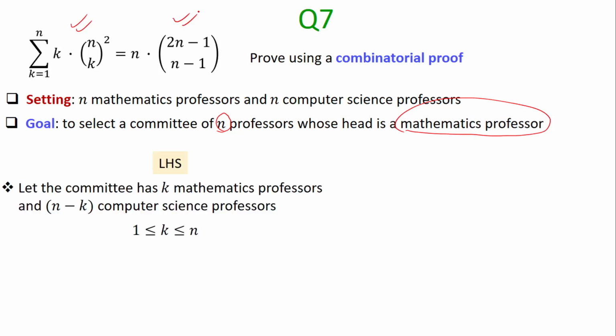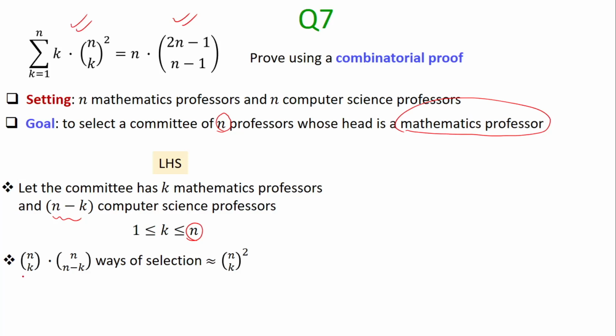So why does the LHS expression give the number of committees satisfying my goal? Because suppose the committee has k mathematics professors, and k will range from 1 to n. Definitely I have to include one mathematics professor because the head will be a mathematics professor, and in the worst case I can have all the committee members being mathematics professors. In that case, the remaining n minus k committee members will be from computer science.